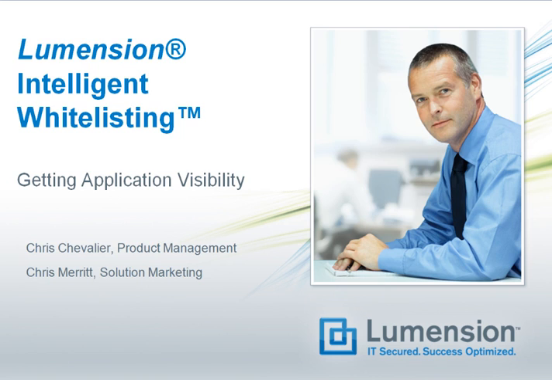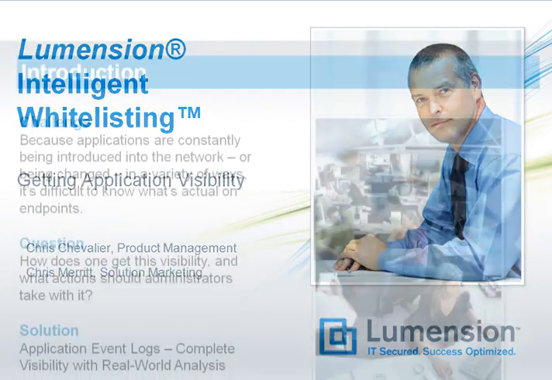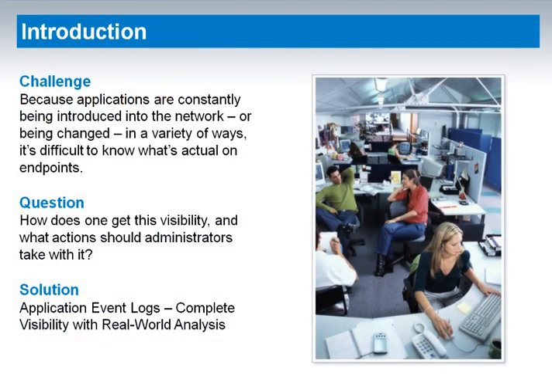Hello, my name is Chris Merritt, and in this episode I'm joined by Chris Chevalier from Product Management to discuss how you can get greater visibility into what applications are actually running on your endpoints and by whom. Because applications are constantly being introduced into the network or being changed in a variety of ways, it's difficult to know what's actually on the endpoints. Organizations need to know what's running on the network and how they're being introduced. So, Chris, how does one get this greater visibility and what actions should admins take with it?